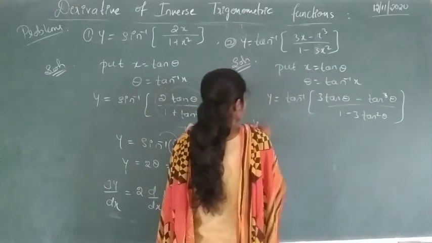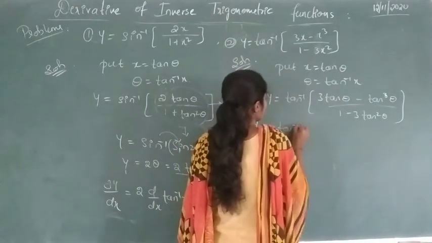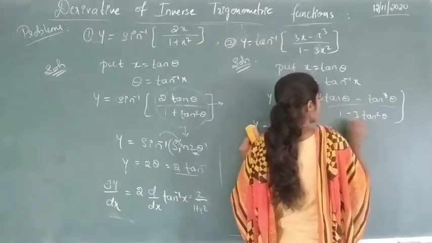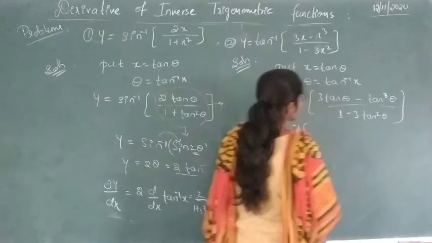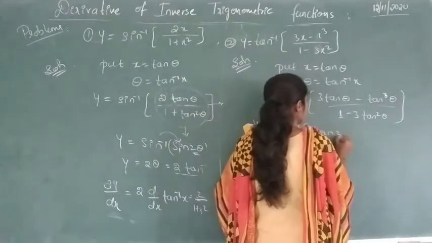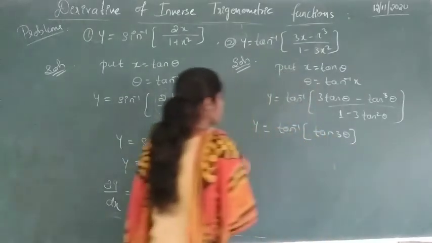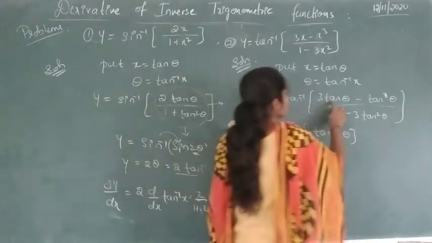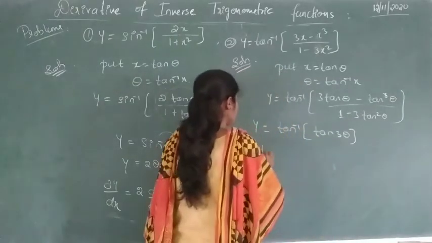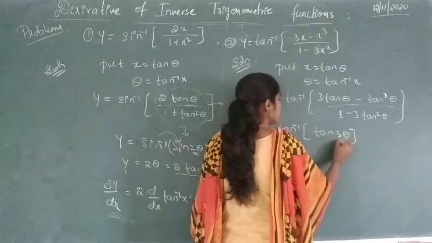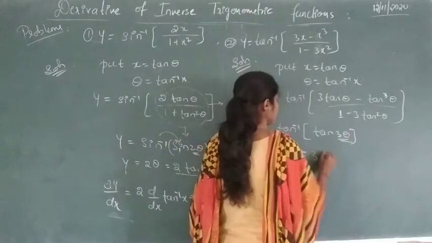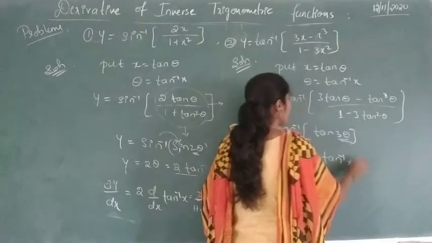Okay, so what happened? y is equal to tan inverse of 3 tan theta minus tan cube theta divided by 1 minus 3 tan square theta. So the formula is that is tan 3 theta. See, tan 3 theta is equal to 3 tan theta minus tan cube theta divided by 1 minus 3 tan square theta. See, therefore y is equal to tan inverse of tan 3 theta, which is 3 theta. Theta means what? tan inverse x.